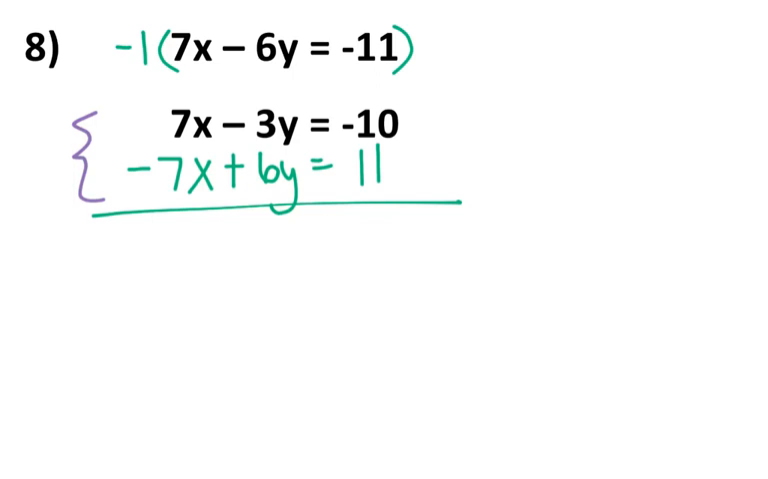So this is what I'm looking at now. So the x's are going to be eliminated, negative 3y and 6y, 3y. On any of these, if you missed because of a sign, that's exactly what you have to be watching out for. So you have to be really careful with that.